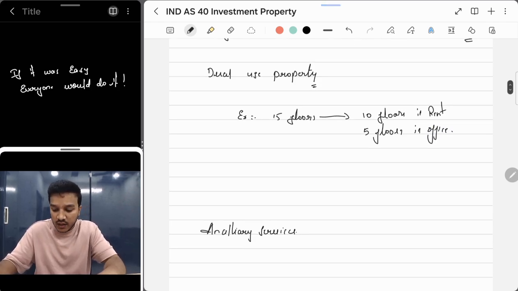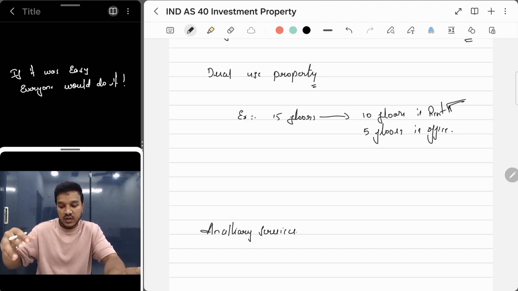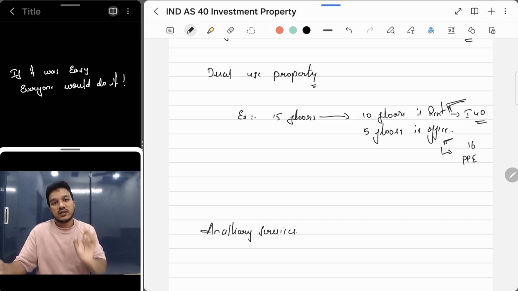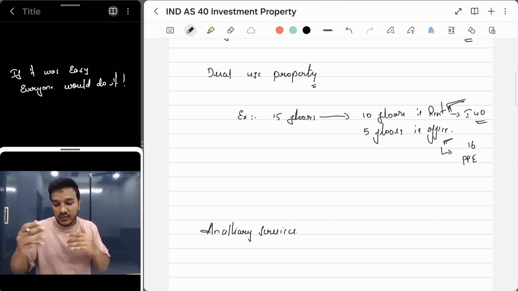Okay, now you will have to see whether I'm able to split it, in the sense, whether I'm able to transfer these 10 floors without any restriction. If I'm able to transfer the 10 floors to any other person and still use these 5 floors for my office, then in that case you can treat these 10 rented floors as investment property, that is, Ind-AS 40 will be applicable here. And in case of the office, you will treat it as Ind-AS 16 property, plant and equipment. So the thing that you need to see is whether you are able to sell it independently.